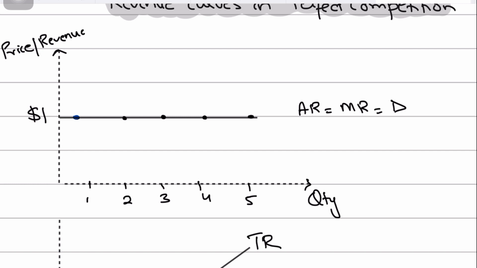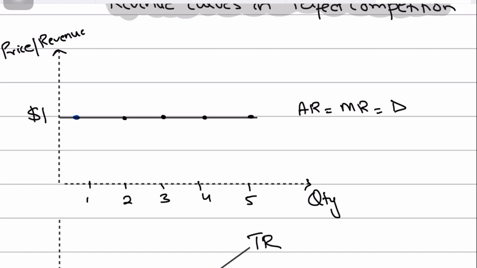This horizontal straight line is also the price line, because this is also establishing the relationship between the quantity and the price. It's actually telling us that we are selling all these units at the same price of $1. And this is also equal to the demand curve as well. Now, why is this equal to the demand curve? We'll speak a lot later on.